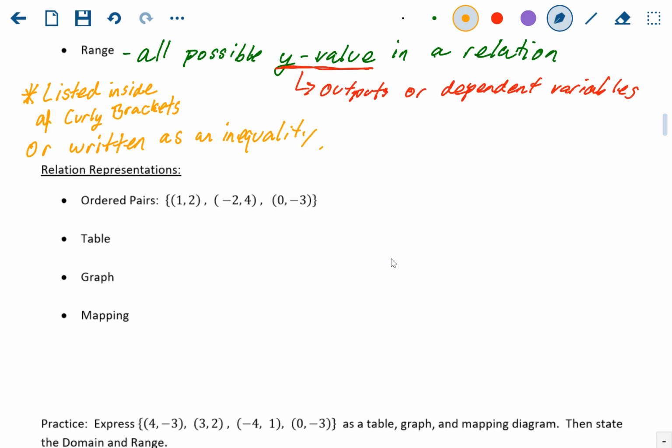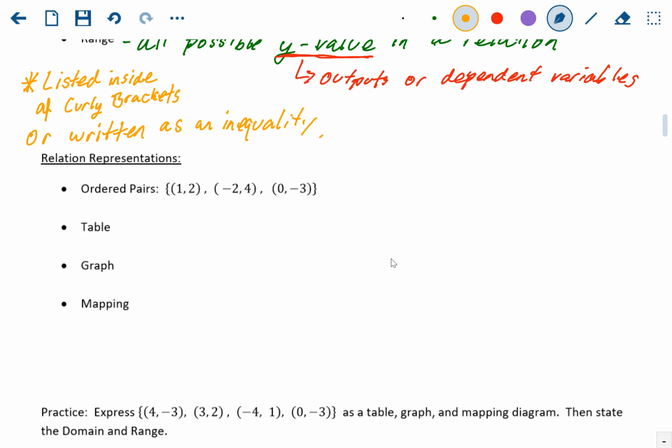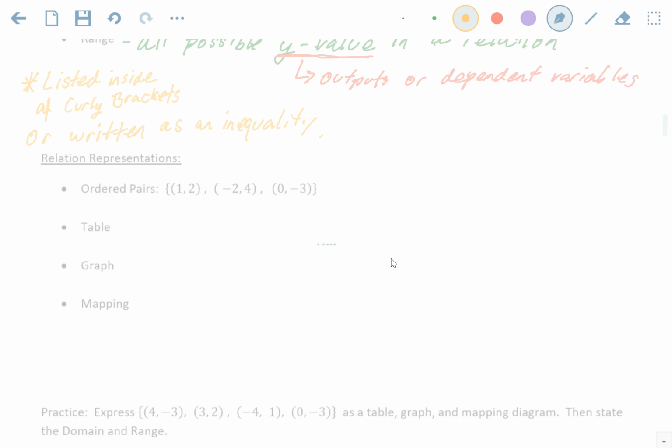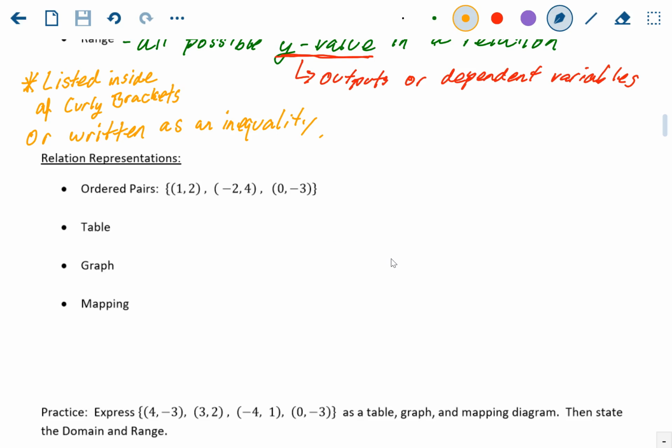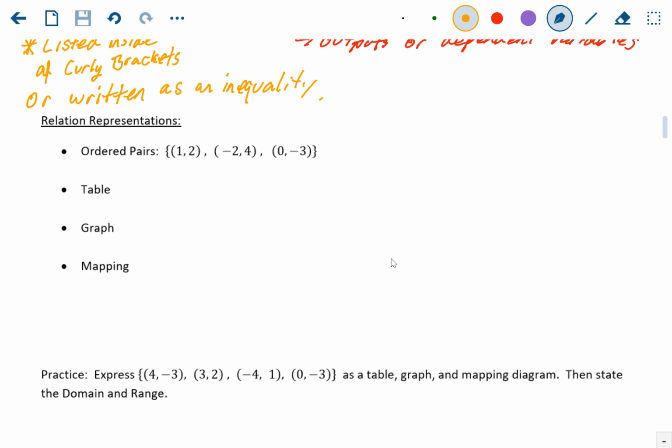So let's go back to talking about relation representations, or how do we express relations. Well, you have to be given one of the four to create the other three. So in this problem, we're given the ordered pairs. Our relation has three ordered pairs: 1, 2, -2, 4, and 0, -3. I'm going to list it out in the other three representations, so a table, a graph, and a mapping diagram. Starting with the table.